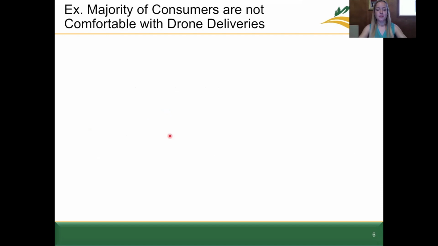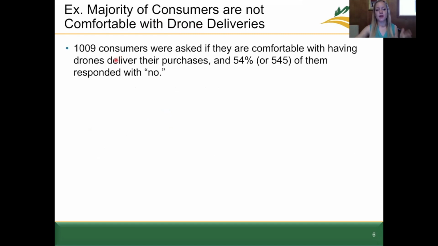We're going to use this example throughout all of 8.1, so you'll see it come back throughout the section. Our example here is: a majority of consumers are not comfortable with drone deliveries. Some numbers here: out of 1,009 consumers that were asked if they are comfortable with drones that deliver their purchases, about 54% of these 1,009 consumers responded with no, they're not comfortable with a drone delivery service.